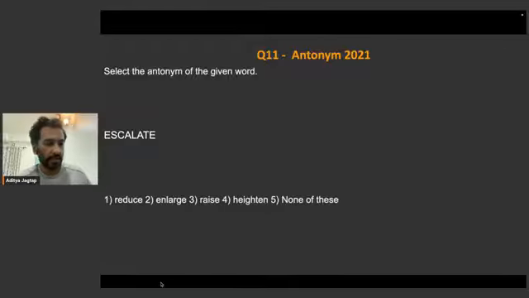Let's look at escalate. Escalate is being asked as an antonym. So this would be a question we have to get right in the exam.